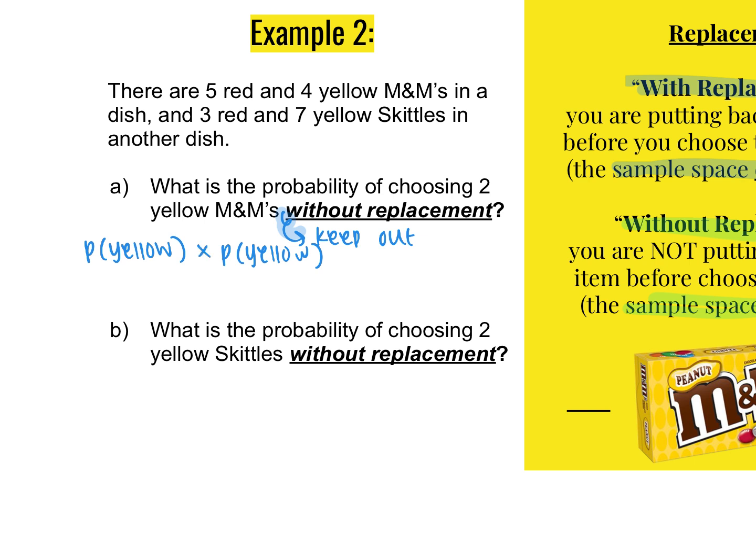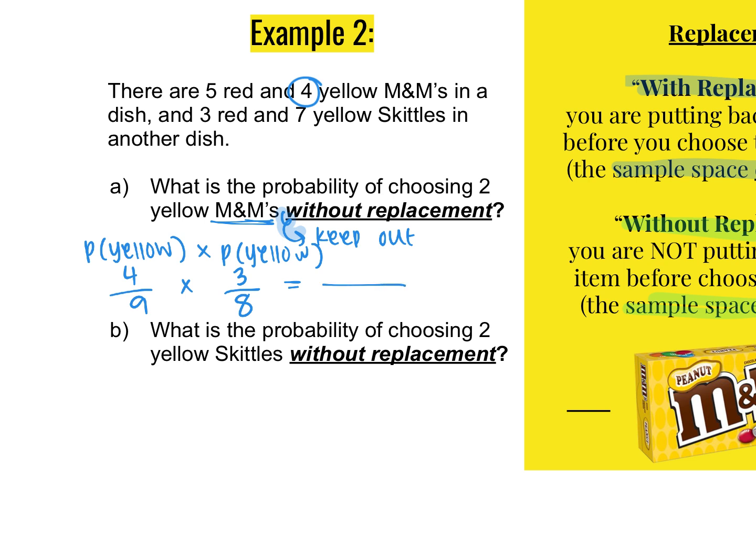Now, a big thing here is that we are looking at yellow M&Ms. Looking at your yellow M&Ms, we've got 4 total, out of how many M&Ms? 4 plus 5 is 9. Cool. So your first pick is 4 out of 9 options. But now we're taking it out. So now there's only 3 left in that dish out of 8 M&Ms in that dish. So that without replacement, again, is changing that denominator, changing our total because we are taking 1 out.